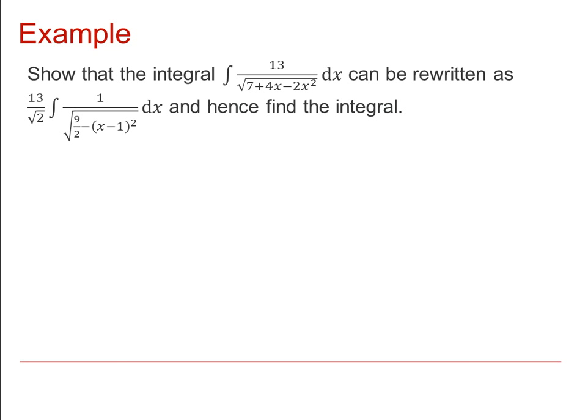The question then asks us to show that the integral that we've been given can be written in the form 13 over root 2, and then an integral where you can see that the denominator is almost in the form square root of a squared minus x squared. So we'll be able to then easily use our standard integral.